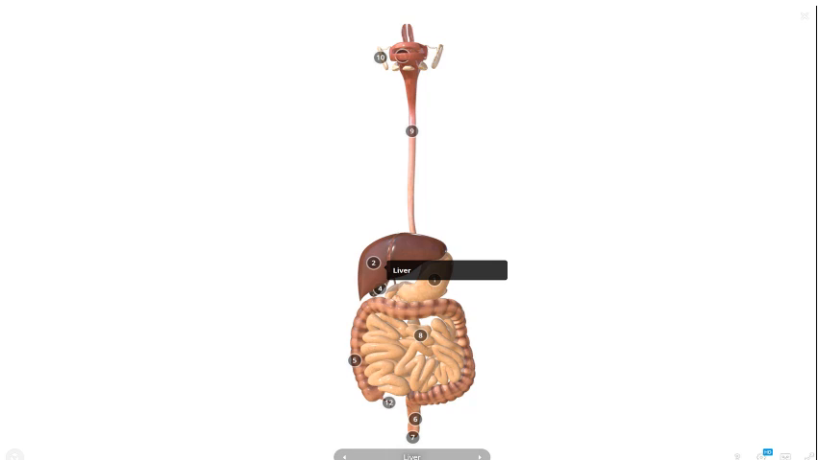So continuing on, all you need to know about the liver is that it produces bile, which helps neutralize the acid in the chyme and is also used in the digestion of fat.